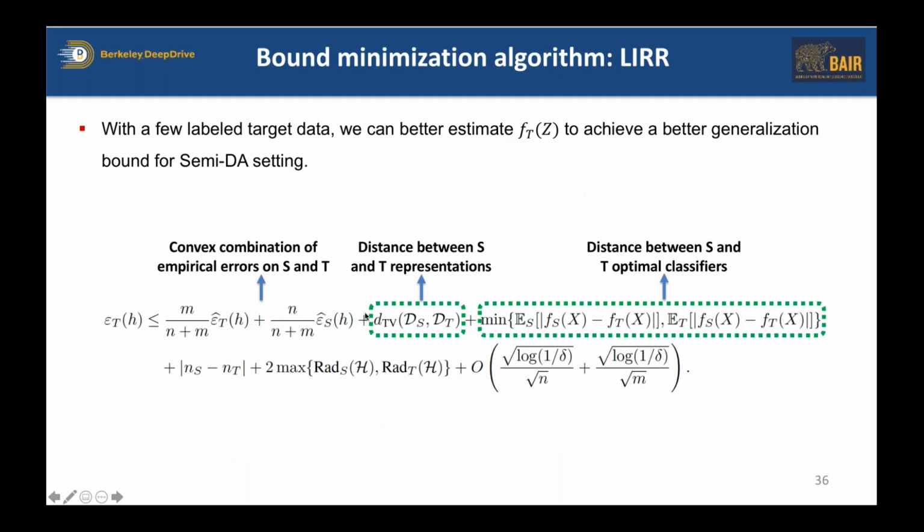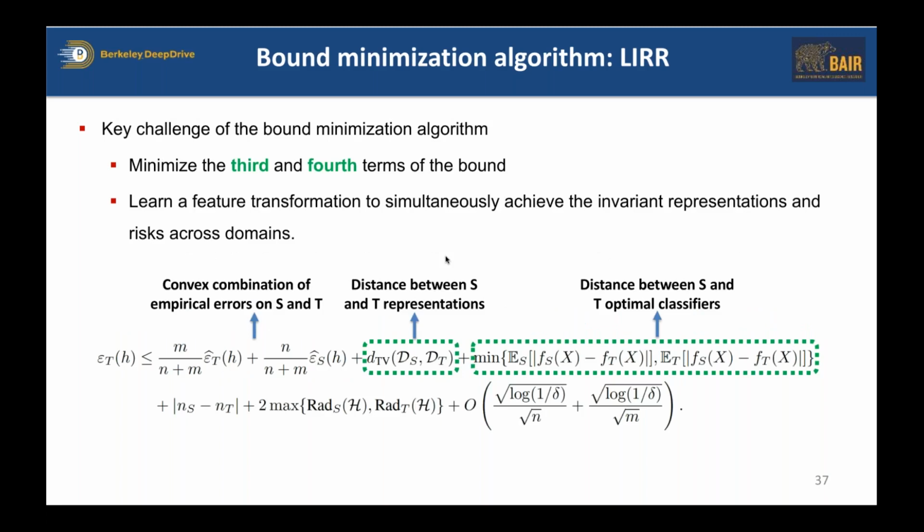So this is the bound for our theoretical results. We can see that the first two terms of this bound are the convex compensation of the empirical errors on source and target. And the third term is the distance between source and target representations. And the fourth term is the distance between source and target optimal classifiers. With only a few labeled data from the target, we can better estimate the target optimal classifier to achieve a better generalization bound for semi-supervised domain adaptation.